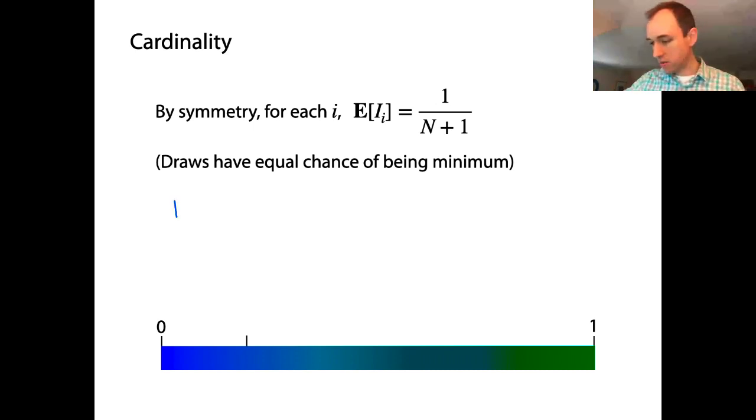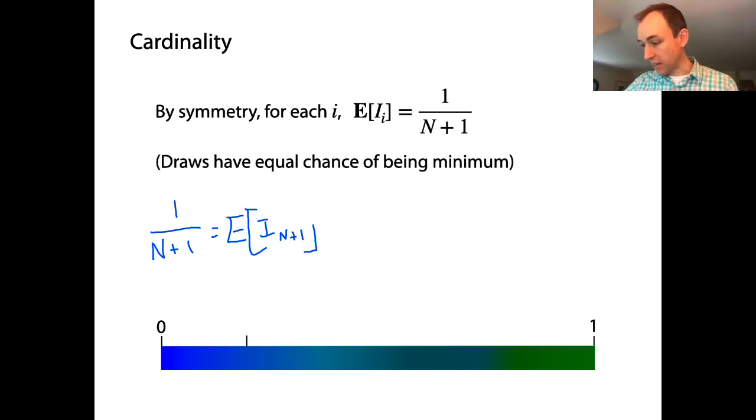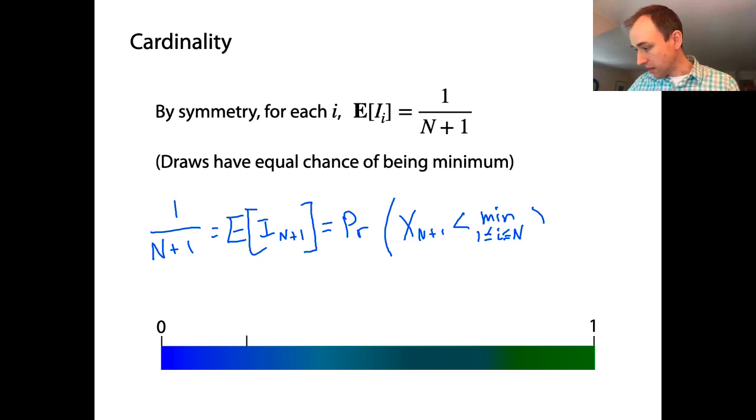So let's just write out what we're saying here. 1 over n+1 is the expected value of any of the indicators. It's true for all the indicators, but let's write this as the expected value of the n+1th indicator. By the definition of this indicator random variable, it's equal to 1 when the corresponding draw is less than all the other draws. So the expected value of the indicator is the probability that x sub n+1 is less than the minimum of all the others, the minimum over 1 less than or equal to I less than or equal to big N of x sub I.